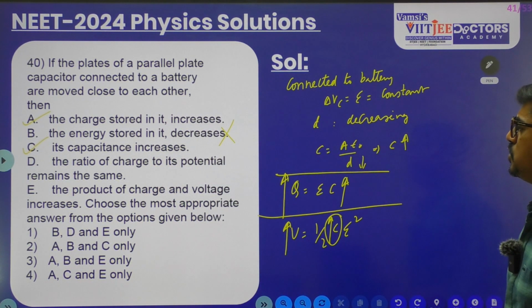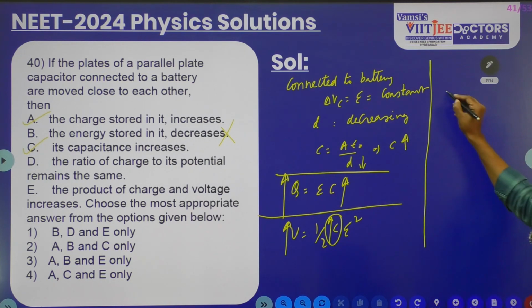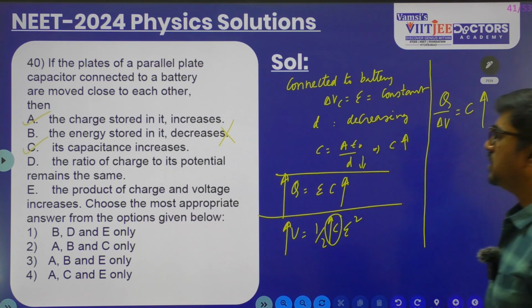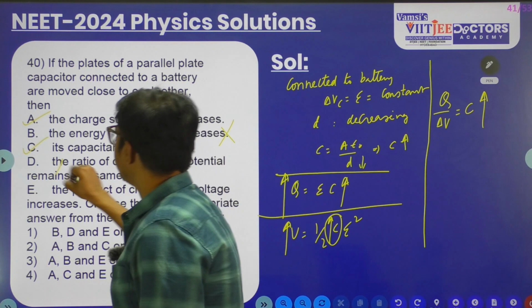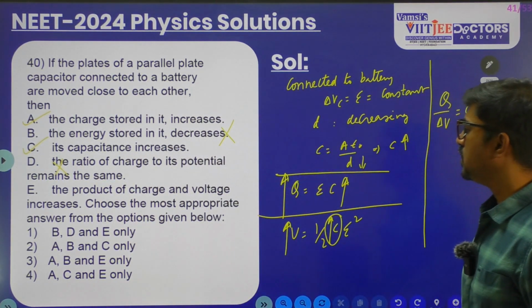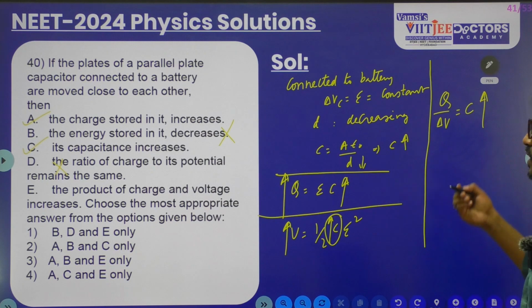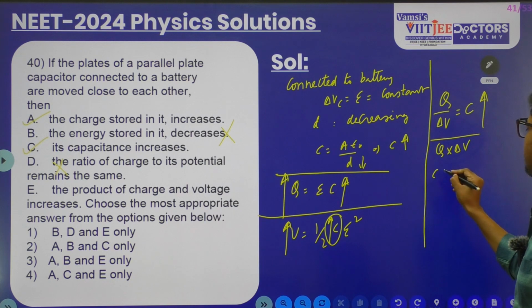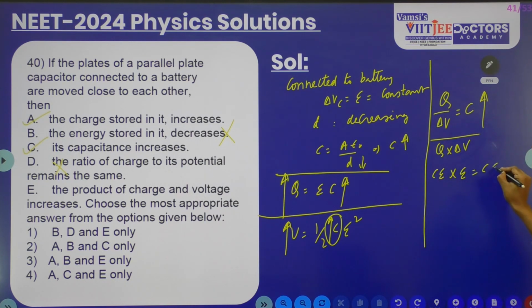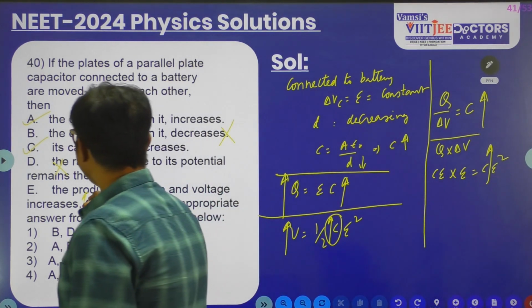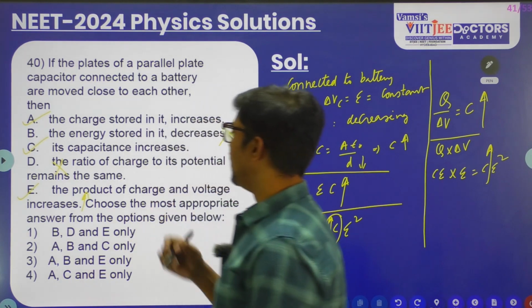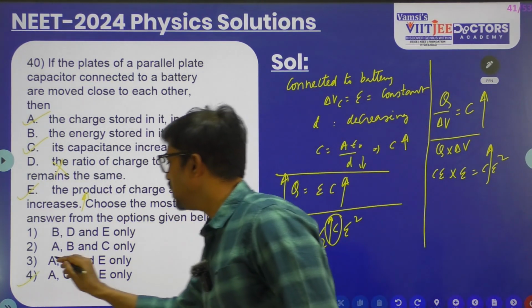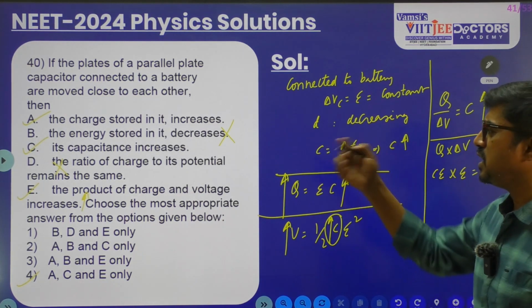Next, the ratio of charge to its potential remains the same. Charge to potential difference is going to be the capacitance. Capacitance is increasing, but they said capacitance is the same. That means D is wrong. The product of charge and voltage remains the same or increases. So charge is C into E, so the product is C E squared. Because C is increasing, Q into delta V is increasing. That is also correct. So it's also a very good question. A, C, E is the answer. A, C and E. A lot of patience is needed to analyze each and every option.